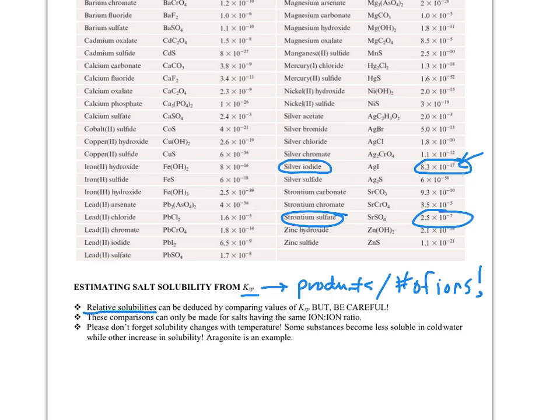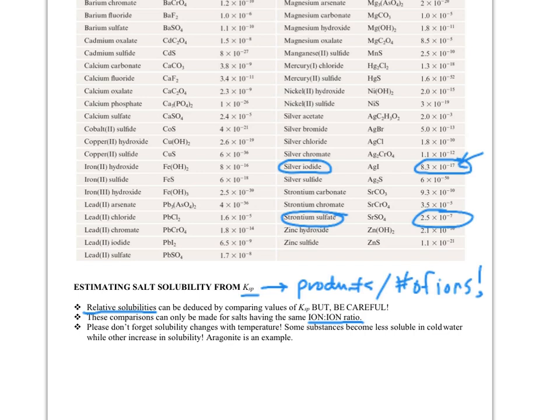But keep in mind, when you do that, you want to do it with the same ion-to-ion ratio, because if we don't pay attention to the ion ratio, the solubility is based on the number of ions present. So something that breaks into more ions, obviously, is going to have a much greater overall Ksp value, even though it might be equal or less soluble than something else.